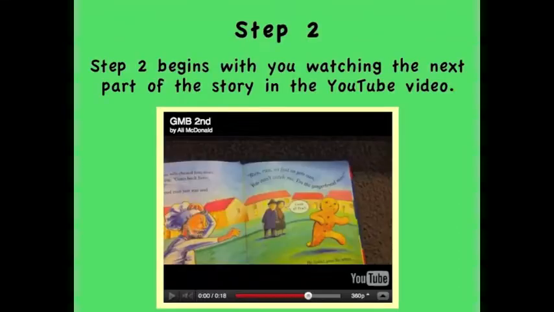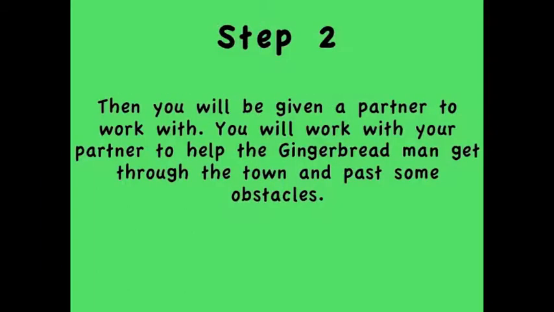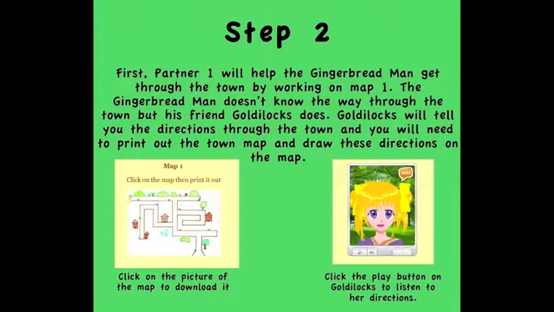Step 2. Step 2 begins with you watching the next part of the story in the YouTube video. Then you will be given a partner to work with. You will work with your partner to help the Gingerbread Man get through the town and past some obstacles. First, Partner 1 will help the Gingerbread Man get through the town by working on Map 1. The Gingerbread Man doesn't know the way through the town, but his friend Goldilocks does.